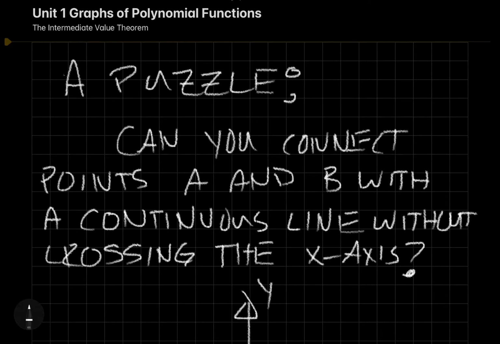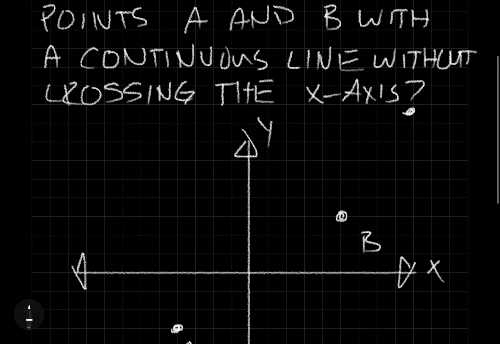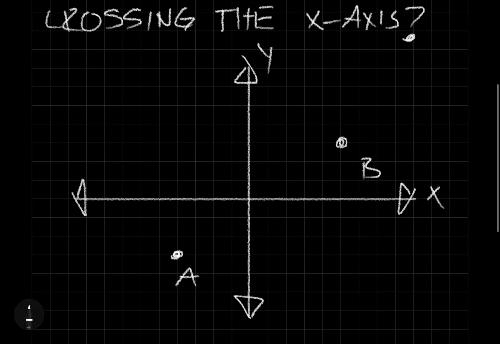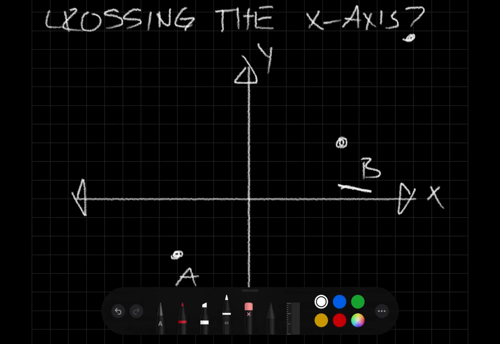In this video, I'm going to talk to you a little bit about something called the intermediate value theorem. But it's best to start with a little brain twister. I want you to think about this puzzle. Can you connect points A and B with a continuous line without crossing the x-axis? So here's our point A and here's our point B. Would you be able to draw a line that connects these two points?